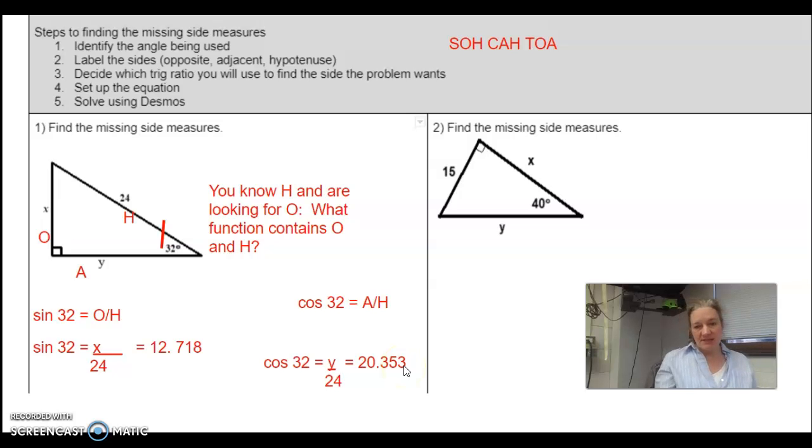Let's see if these sides make sense. This side is 12.718. This side is 20.353, and my hypotenuse is 24. As long as my hypotenuse is the biggest side, I'm good. I don't have to worry about anything. Okay? So these are my two answers. X is 12.718. Y is 20.353. Easy peasy. Awesome. Just remember with this Y, change it to X when you put it into Desmos.